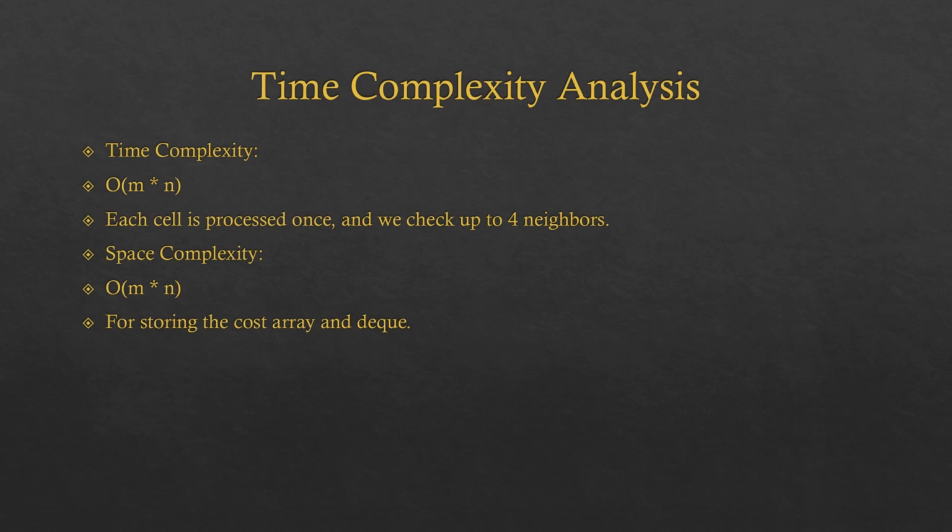Let's analyze the time and space complexity. The time complexity is big O of m times n, where m and n are the dimensions of the grid. Each cell is processed once, and for each cell we check up to 4 neighbors. The space complexity is also big O of m times n due to the cost array and deque storage.